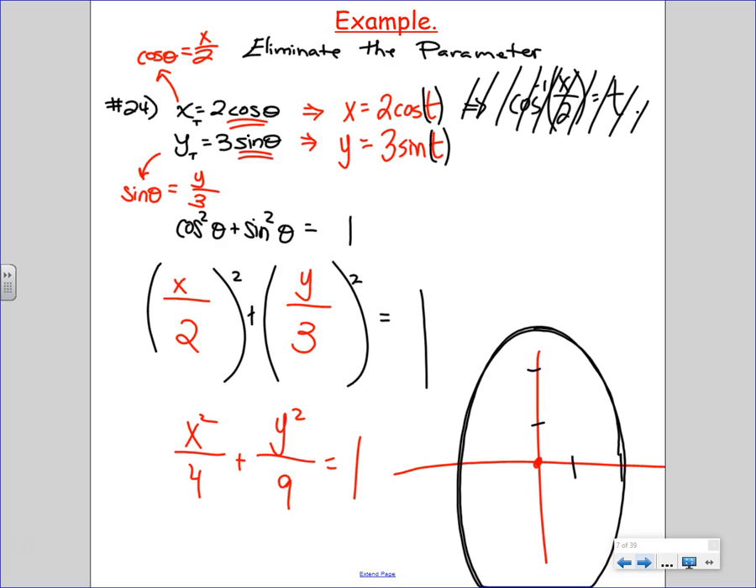Otherwise, it would have been so disgusting, and who would have had any clue as to sine of cosine inverse of blah? This, it's just a conic section. It's an ellipse, and I'm done. Colby.